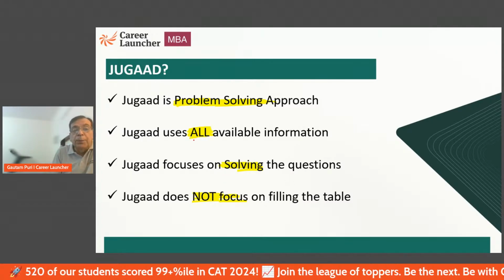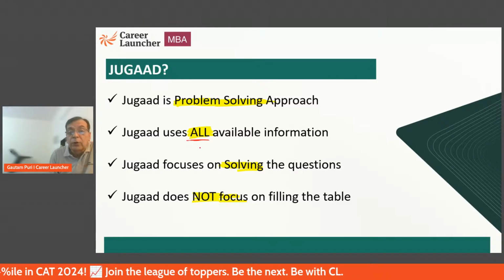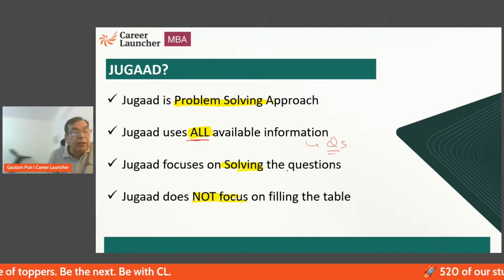The focus should be to pick up all possible information, not only from the data, but also from the questions. So here I'm looking at questions and the choices that give me information.